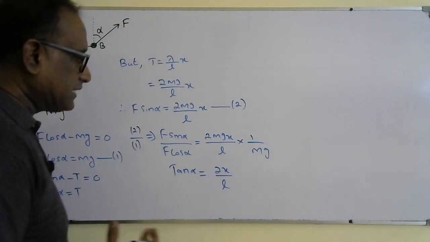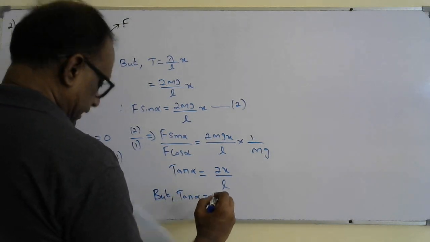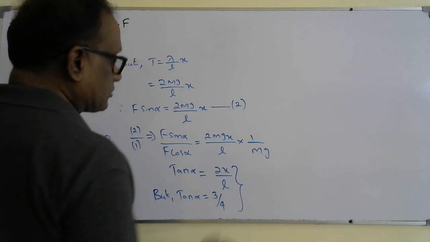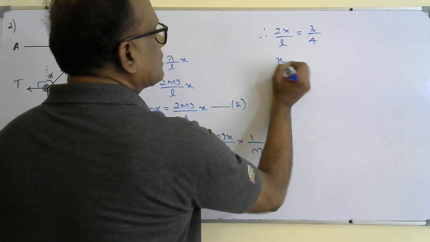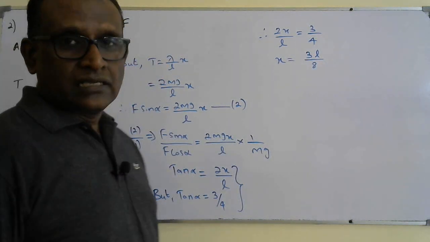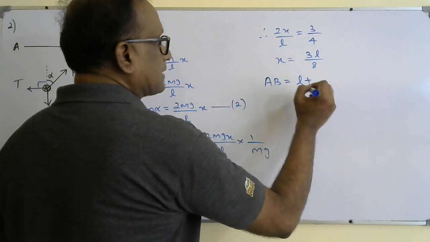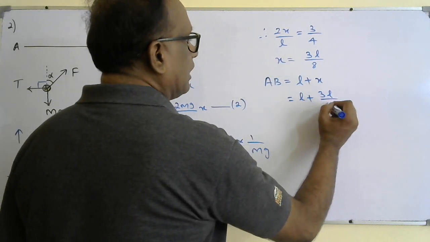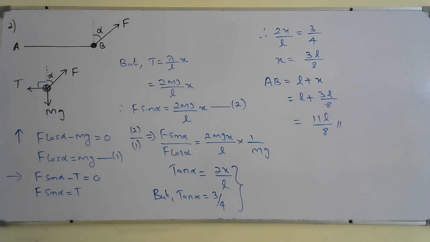But in the question they are saying tan alpha equals 3 by 4. That means the left side is tan alpha, so the right side must be the same quantity. Therefore 2x over L must be equal to 3 by 4. So x is going to be 3L over 8. That is the extension. They ask me to find the length AB. So AB is equal to the natural length L plus the extension x, that is L plus 3L over 8. So it's going to be 11L over 8. That is the final answer.